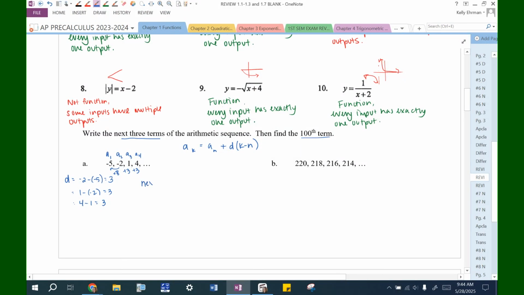So next 3, add 3, you get 7. Add 3 again, you get 10. Add 3 again, you get 13. So there's that. What is the 100th term?